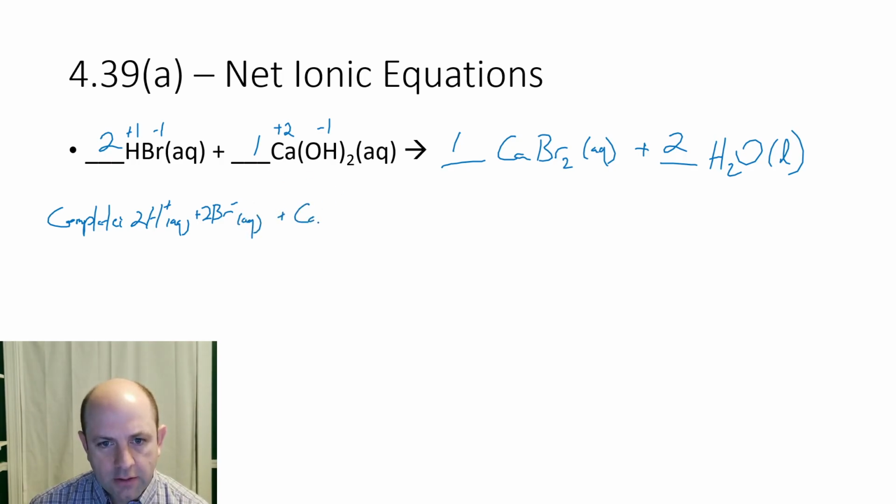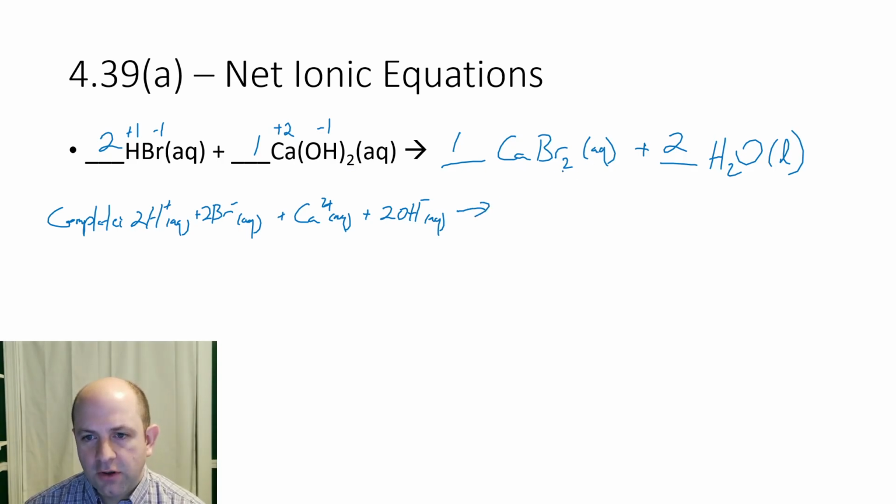We'll have a calcium 2 plus. We will have 2 hydroxides, so that little 2 right there. Still all aqueous. There's our arrow. All right, calcium bromide aqueous, so another calcium plus 2 aqueous, and now we have 2 bromides because of that little 2 there.